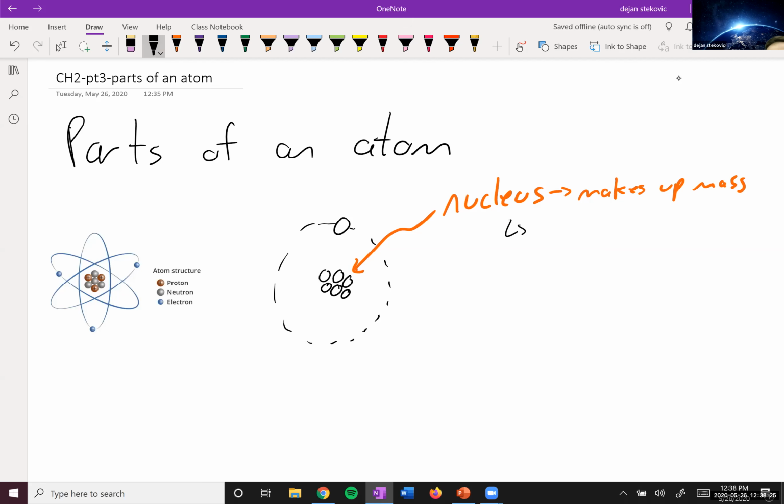And inside the nucleus are two types of particles. The first type of particle is a proton, and then the second type of particle is a neutron. So in the center, you have the nucleus. That's where all the mass is, and it's made out of protons and neutrons. And then flying around this nucleus, you have what are known as electrons. And so while the nucleus makes up most of the mass of the atom, the electron actually makes up most of the volume of an atom.